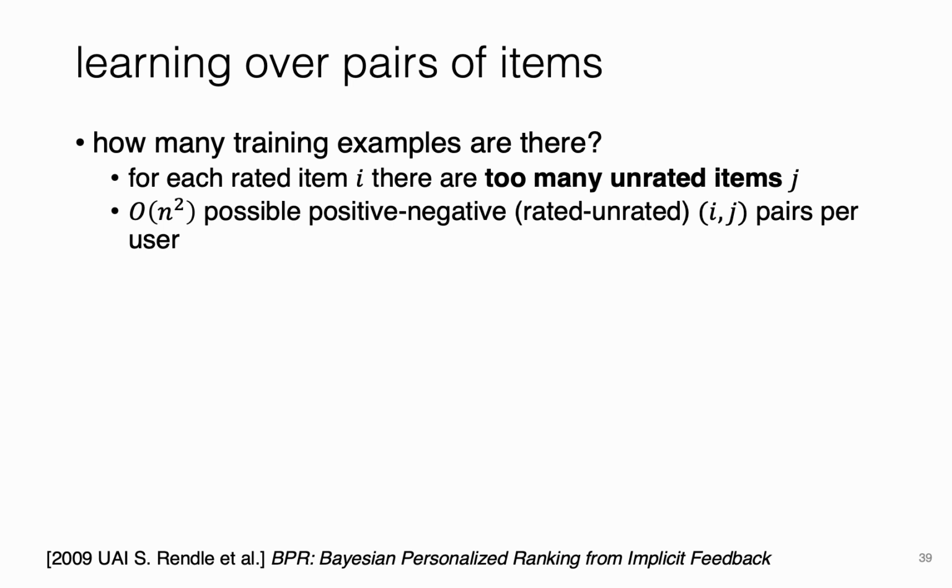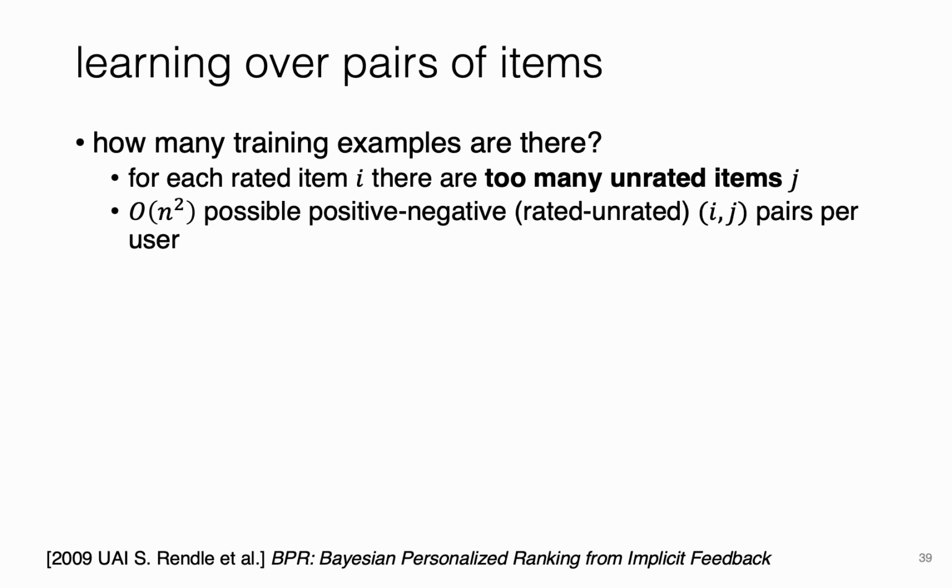Okay, so we have seen how to handle the training examples, these triples. But how many are there? Well, for each rated item i by a user u, there are too many unrated items j. Given that users rate very few items, this means that there are around n squared possible positive, negative, rated, unrated, or observed, missing pairs of items per user, where n is the number of items. This is clearly too much. We cannot have that many training examples.